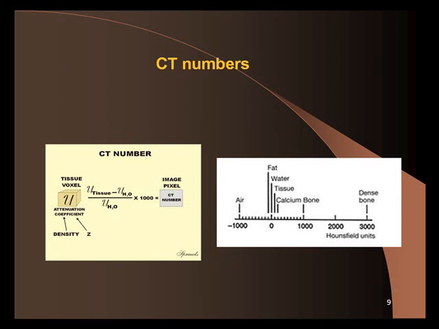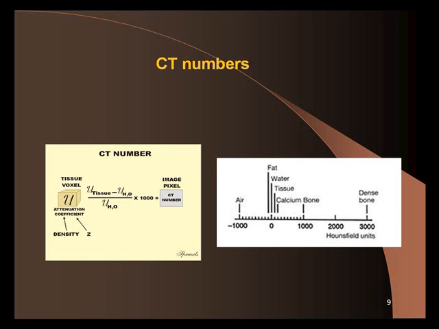Okay, and then just a quick overview of CT numbers. What is a CT number? CT number is also known as a Hounsfield unit. Down here, Hounsfield units. CT number and Hounsfield unit, same thing. The equation for a CT number is equal to, this is a mu, the Greek letter mu, the linear attenuation coefficient of tissue minus the linear attenuation coefficient of water divided by the linear attenuation coefficient of water times 1,000, and that is a CT number.